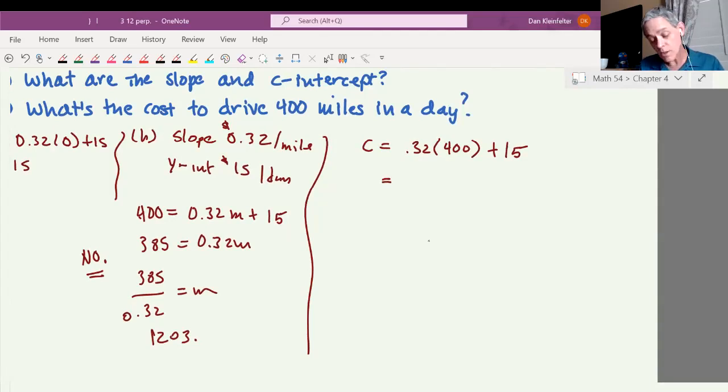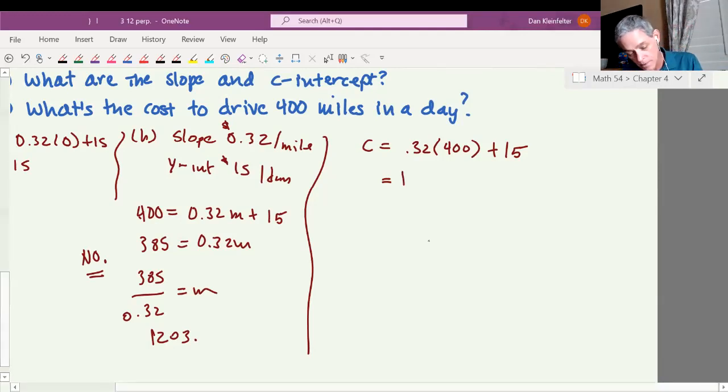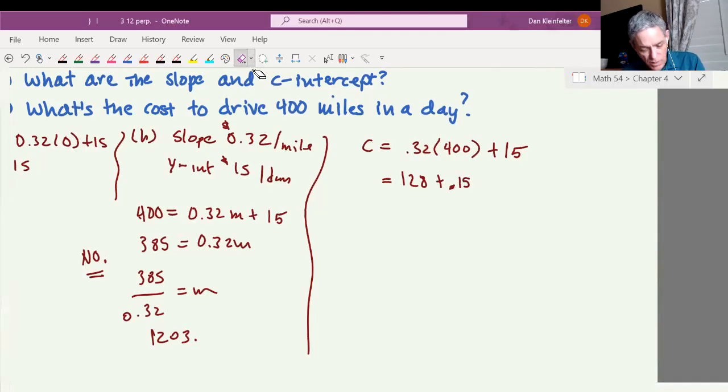Okay, so let's do that. 0.32 times 400, that's $128. So we'll add to that the 15. And so that's $143. Okay. All right. So sorry about that.